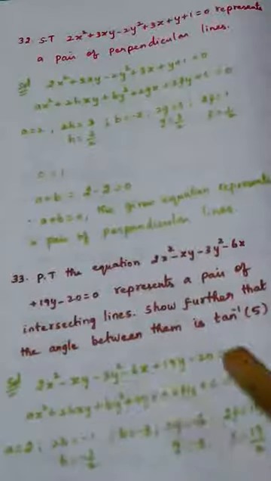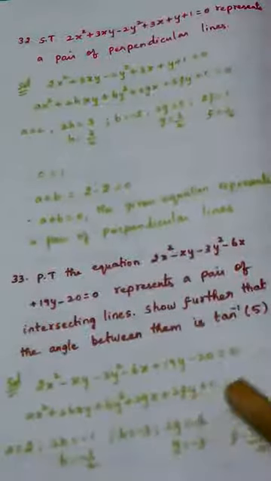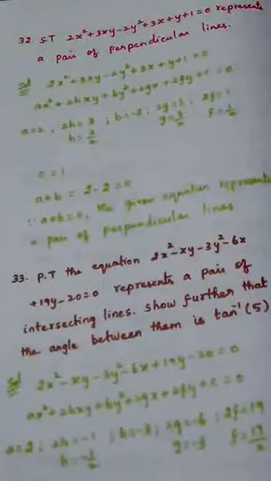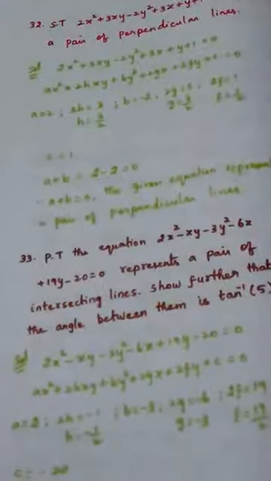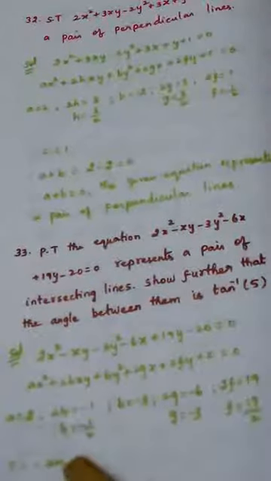First we are writing the given second degree equation. As usual, we will write the general second degree equation, compare these two equations and find out the values for a, b, c, f, g, h. The C value is what? Minus 20, because the constant term is minus 20.